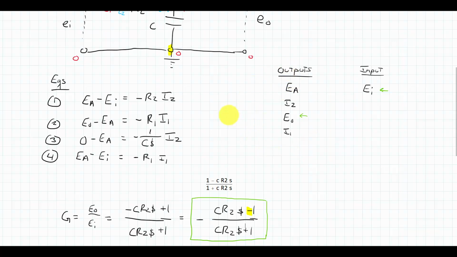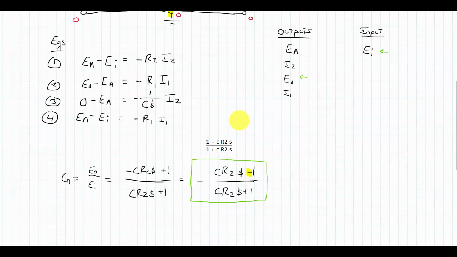I put those into Mathematica to come up with my transfer function. So I can write the transfer function like this: negative CR2S plus 1. I think it's a little bit cleaner though to factor out that negative. I would rather not have a negative on the leading coefficient in S. So I factored out that negative so I could rewrite the numerator as CR2S minus 1 and then put that negative out in front. And that is the transfer function that takes me from my input voltage EI to my output voltage EO.